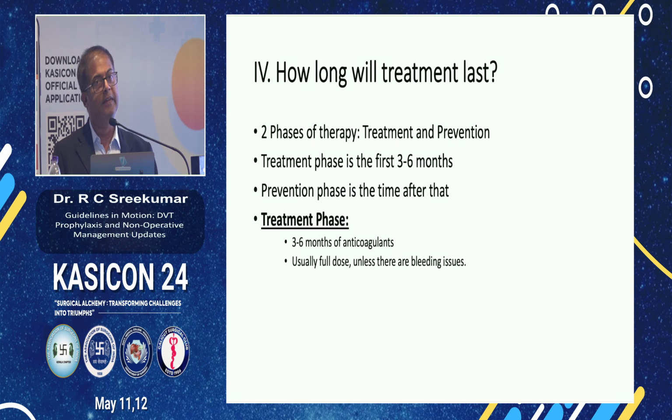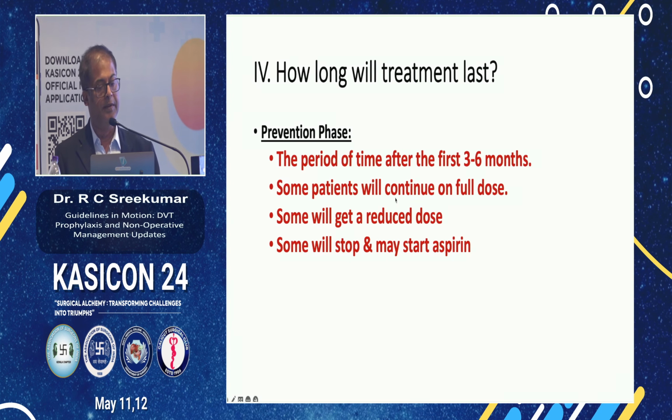How long? The treatment has 2 phases. One is an acute treatment phase, second is a preventive phase. The treatment phase should be offered to all the patients, whether it's provoked or unprovoked. That usually lasts for 3 to 6 months, mostly 3 months is enough. But the prevention phase is optional, depending on the factors, the congenital factors, and depending on the patient's convenience. So always you have to discuss this with the patient.